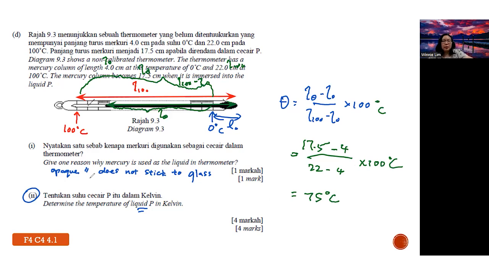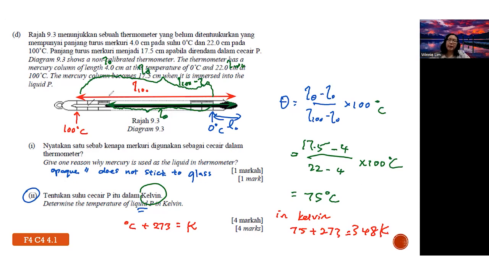But they want the unit to be in Kelvin. So how do you change degrees Celsius to Kelvin? You use degrees Celsius plus 273, then it will be in the unit of Kelvin. So in Kelvin, you just use 75 plus 273. Therefore, your answer will be 348 Kelvin. So this is how you get the answer.